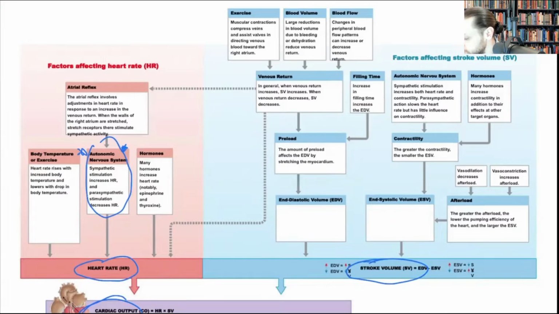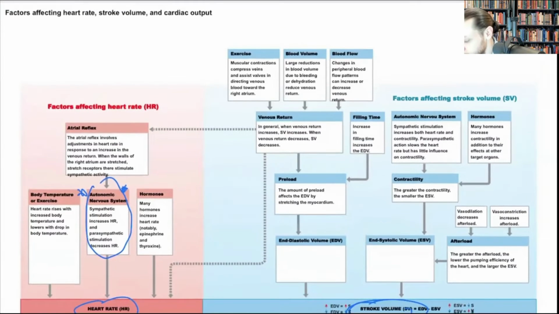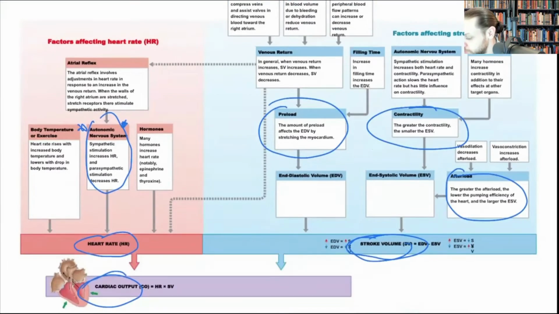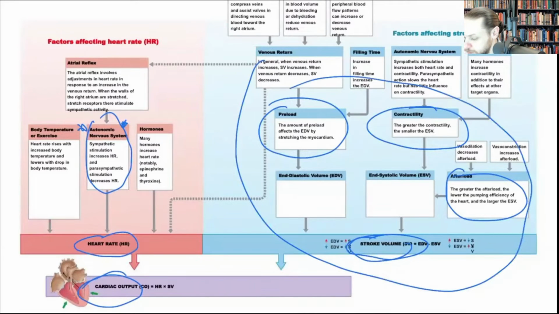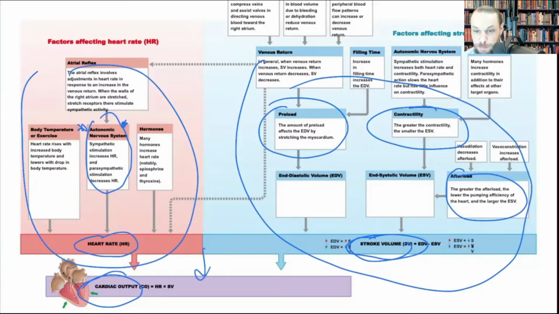And then your stroke volume, the predominant ones that you want to be familiar with, even though they give you these offshoots, is the preload, the afterload, and the contractility. So these are what determine your stroke volume. Together, this and this is going to make up your cardiac output. Any questions about that?